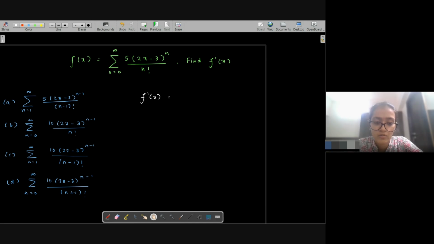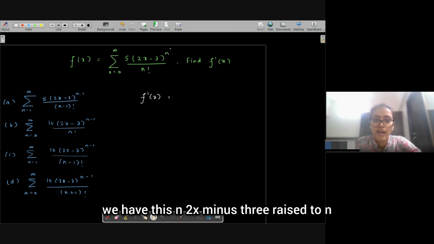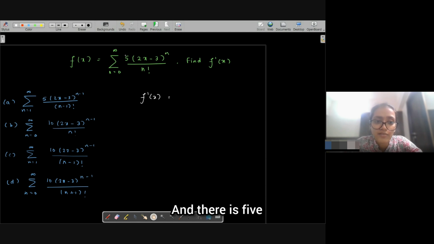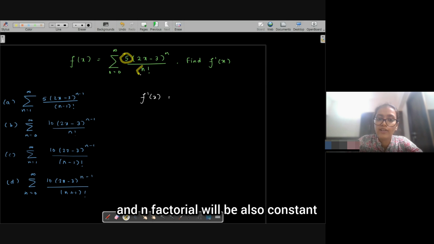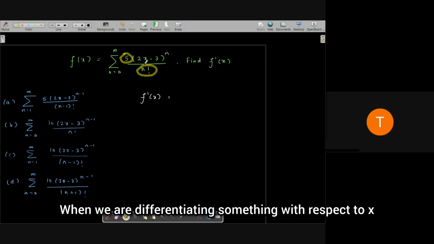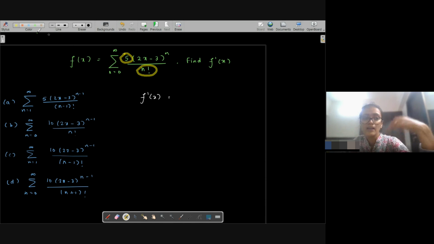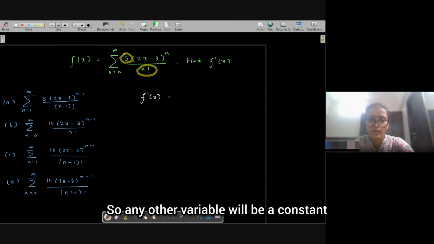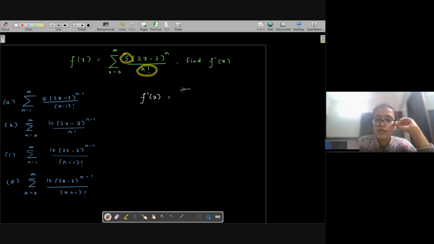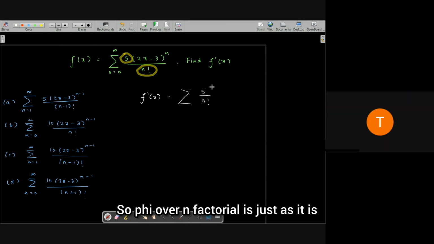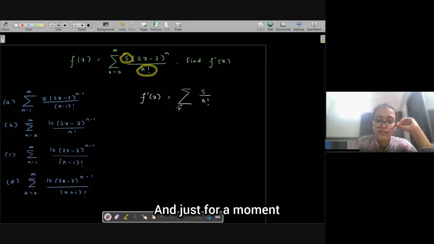We have this (2x minus 3) raised to n, and there is 5. 5 is a constant, and n factorial will also be constant when we are differentiating with respect to x, so any other variable will be a constant. N will also be constant. So nothing will happen to 5 and n factorial. So 5 over n factorial is just as it is.